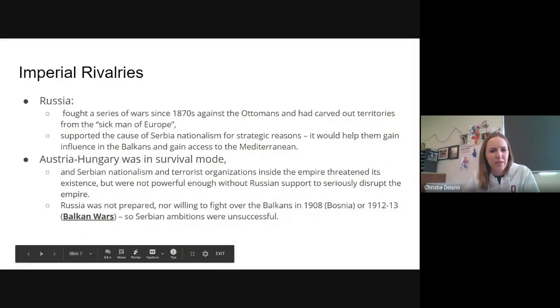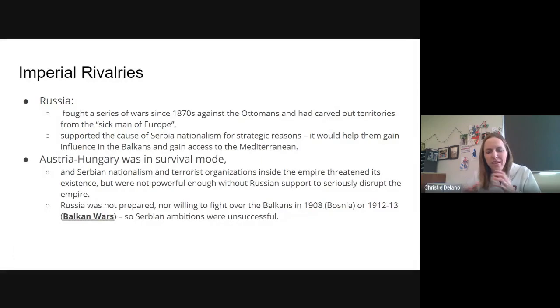Other things related to imperialism. Russia, right? They had fought a series of wars against the Ottoman Empire in the 1870s and had carved out pieces of that territory from what many historians refer to as the sick man of Europe, right? That empire was dying. Russia also supported Serbia, and we'll get back to those connections to Serbia when we talk about nationalism. Ultimately speaking, they've pledged allegiance to Serbia for support, but that's not necessarily always going to be given.